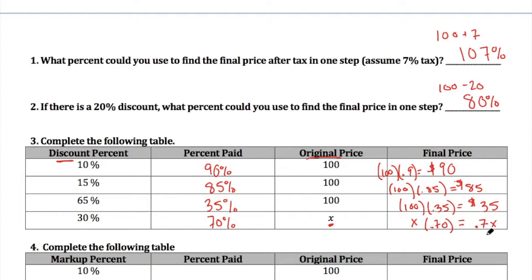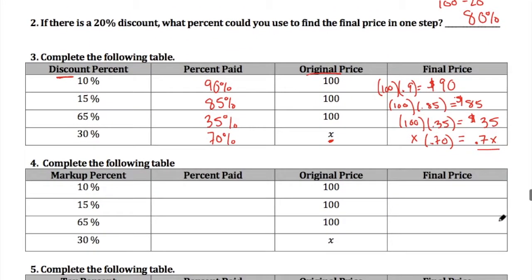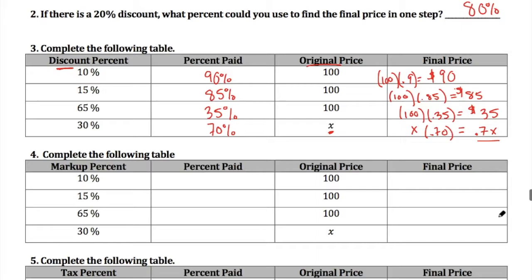0.7X. We can't obviously find out the answer without knowing the price, but we could write an expression for it, 0.7X. Okay, so that was all discounts, where we took a percentage away from 100. What happens if we're talking about markup? So if there's a markup of 10%, what percent are you paying?